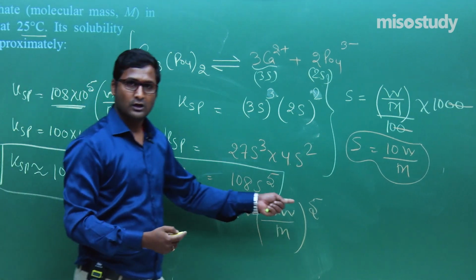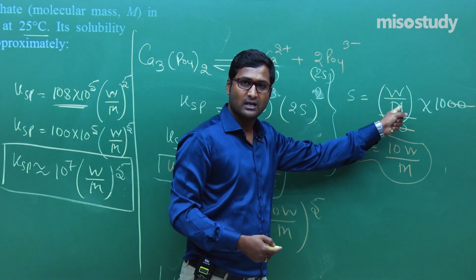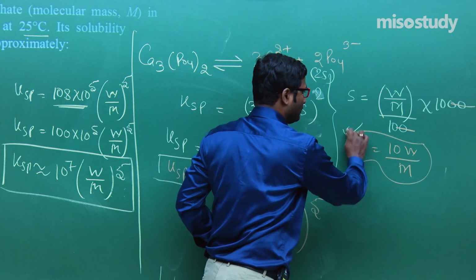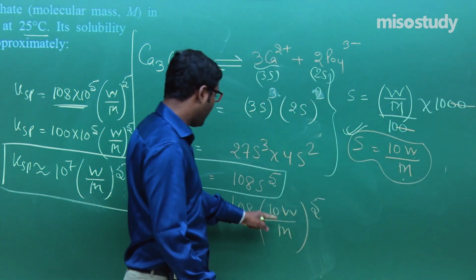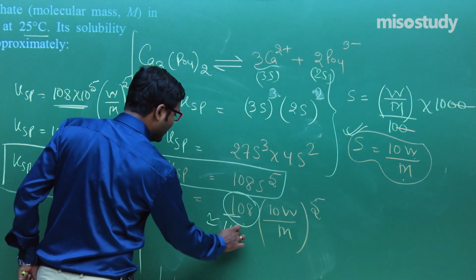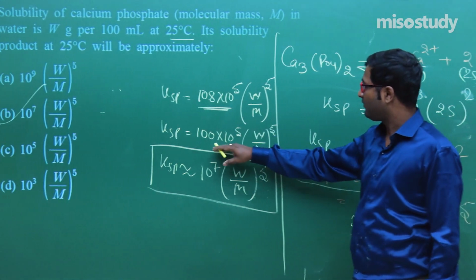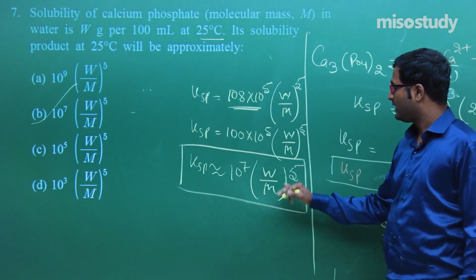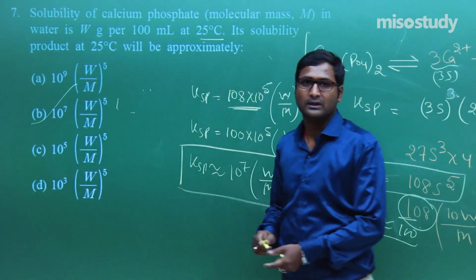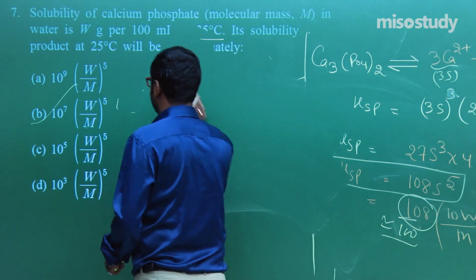Put this value. Solubility is equal to n by v here. n is equal to W upon m, given mass upon molar mass, volume in ml converted into liter. So s is equal to 10 W upon m. Now put here W upon m. So take 108 as a 100 lump sum figure. Now 108, 10 to the power 5, 10 to the power 7 W upon m to the power 5. This is the B option. Clear? Now I am going to rub this part and we'll discuss the next one.